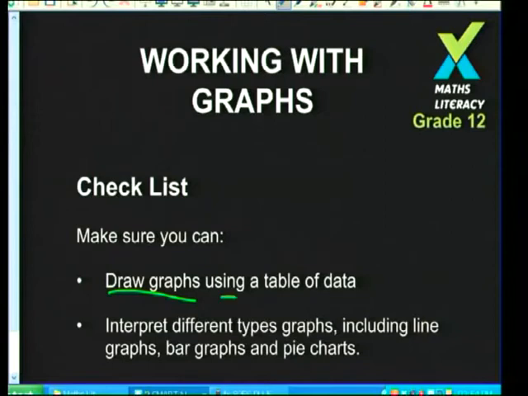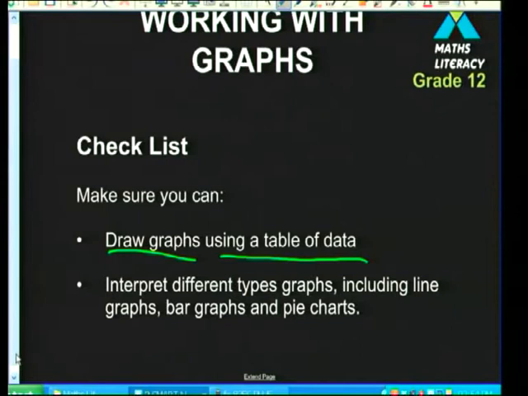But there's nothing to stop an examiner giving you some sort of information that you've got to interpret, and with that interpretation then put it into a type of formula, and then from that formula, draw an actual graph. An examiner is allowed to do that, especially with paper two. But with paper one, you've got to be able to draw a graph using a table of data.